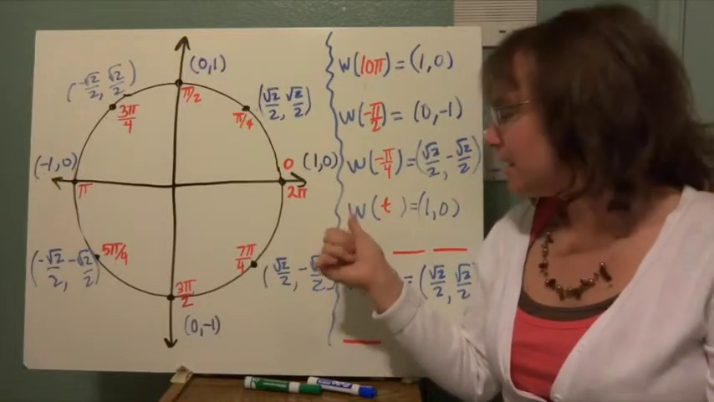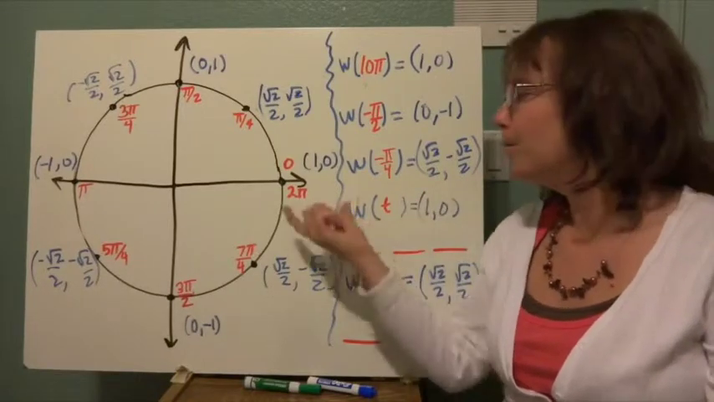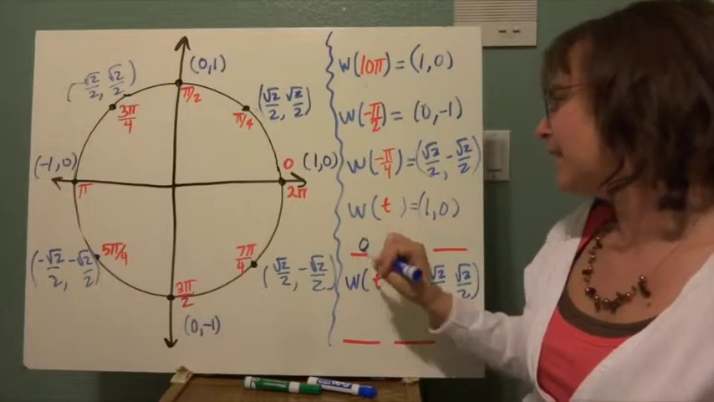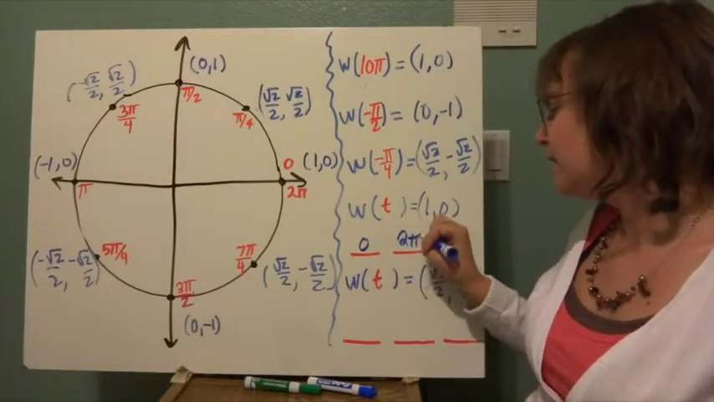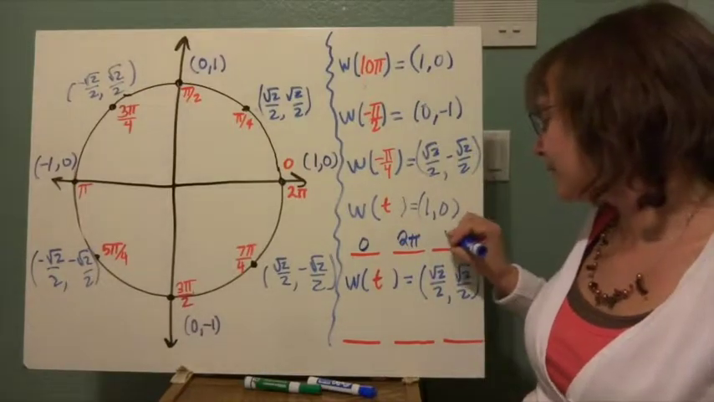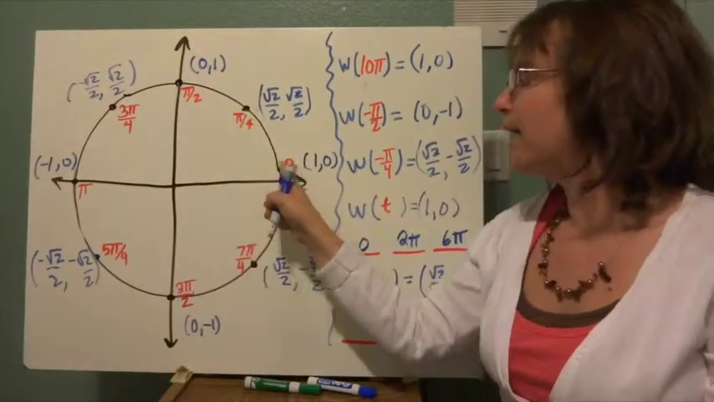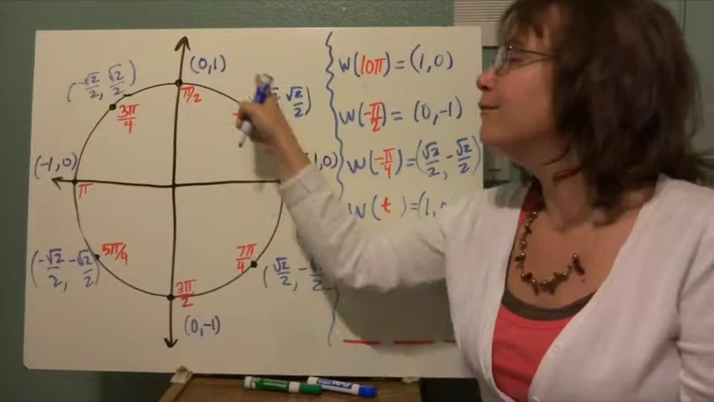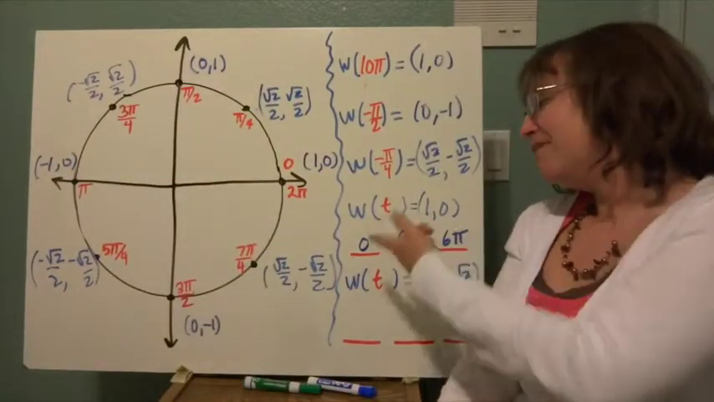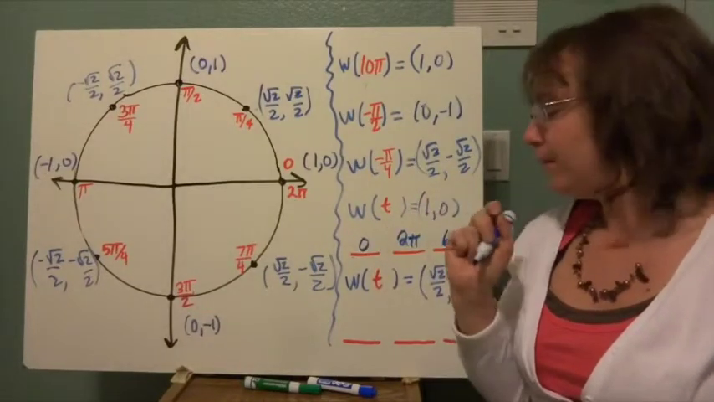Now, here's an interesting thing to think about. Wrapping function of what is going to give you 1 comma 0. Well, there's lots of them here. I already see 0. I know 0 gives me that. I know 2 pi gives me that. And 4 pi would give me that. 6 pi would give me that. 5 pi would not, because if I went around 2 pi and another 2 pi, that would be 4 pi. 5 pi would give me negative 1 comma 0. So you can find infinite t's there, infinite radians that would give you that same value.